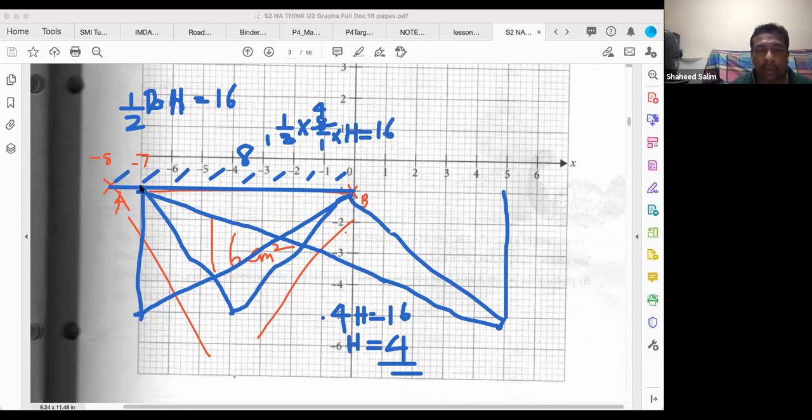So same thing, you come from here. 1, 2, 3, 4. Somewhere here, let's say somewhere here. Then you can draw your triangle like that. It's the same thing. Okay, imagine like that. So it's 8 times 4 divided by 2. You get 16.